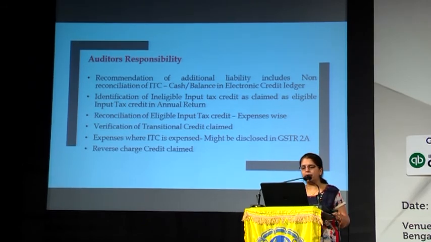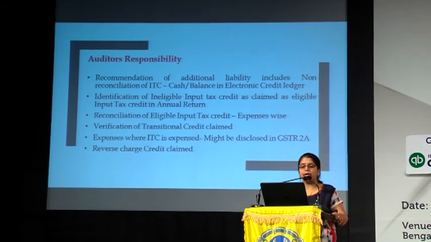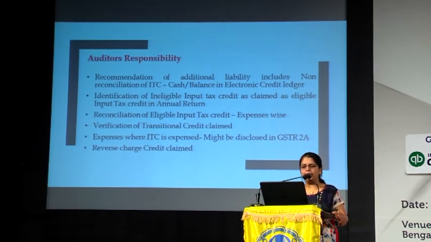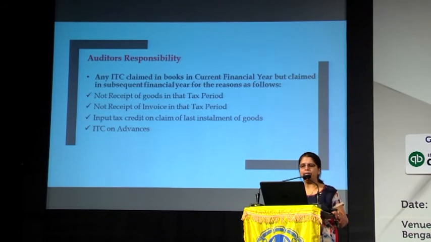Verification of transactional, I have already told you, you have to give a note on that. Expenses where ITC is expensed might be disclosed in 2A, because expensing it or taking a credit is your business decision, whereas the supplier would have already disclosed that as a 2A item. So is it unavailed credit or ineligible credit actually? It is unavailed credit actually. So that way we have to disclose here. Reverse charge credit claim should also be disclosed. Please see that if any is not paid, it has to be made paid.